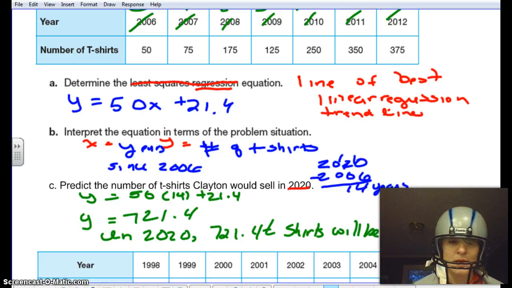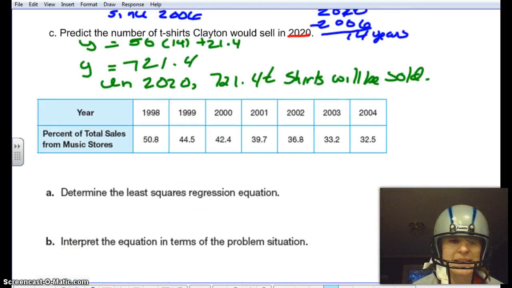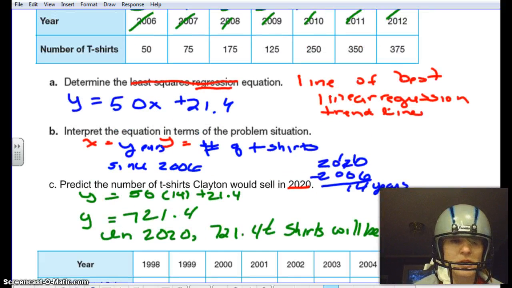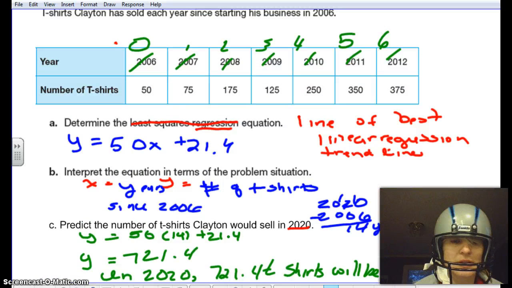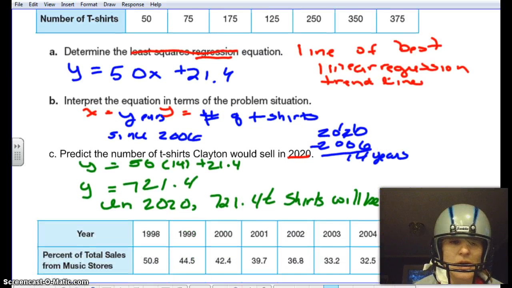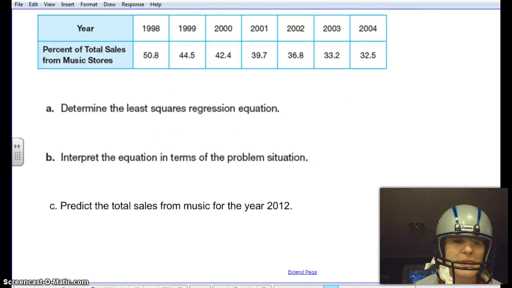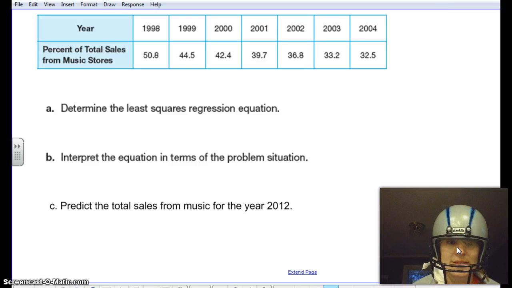Okay, and that's it. So I want you to go ahead and try this next one for music sales. So if you're having trouble, go back in the video and watch how we've put the linear regression line in, defined x and y, and then we found the prediction for 2020. So we want to do the same thing here for music sales, and then we'll go over it when you come into class tomorrow, and then we'll have your test on this.